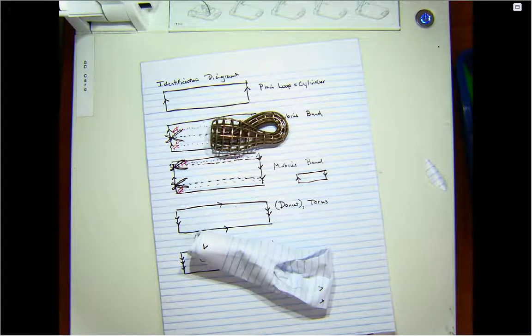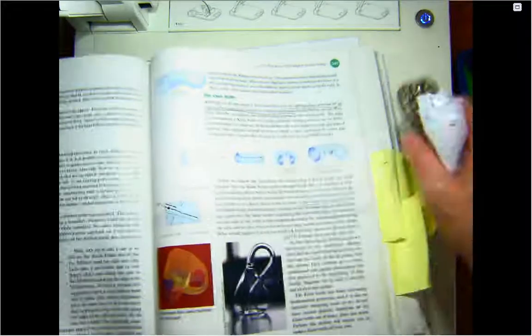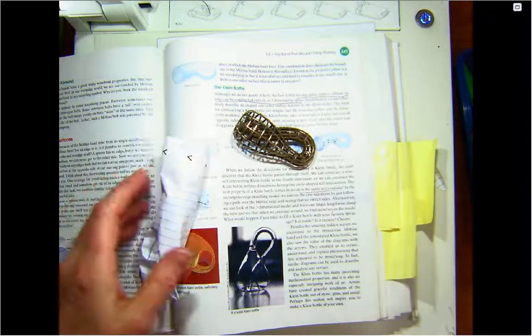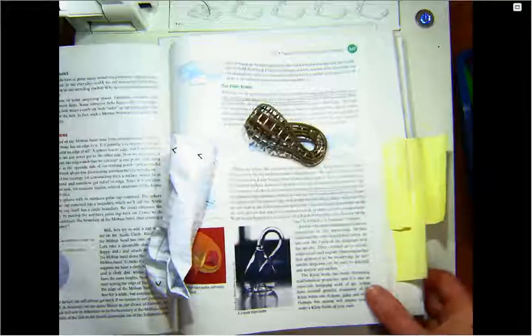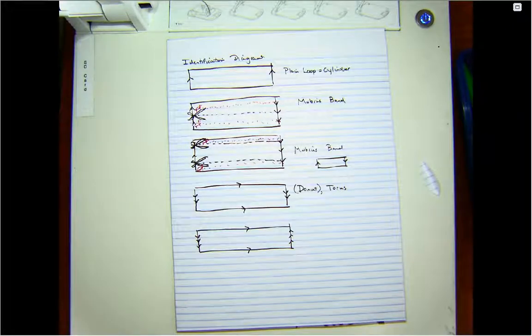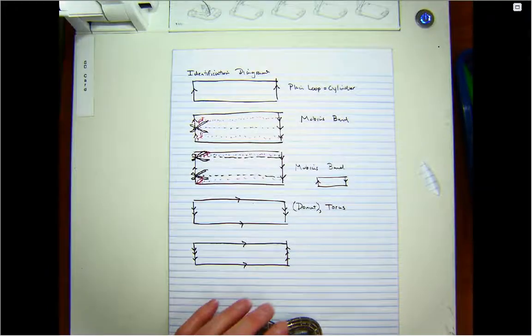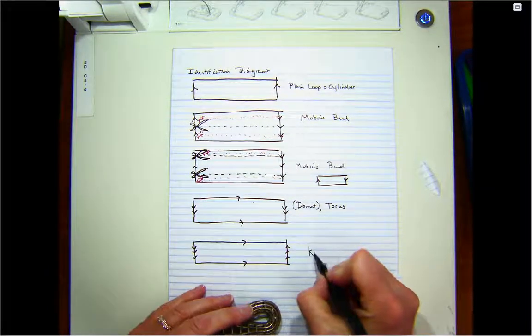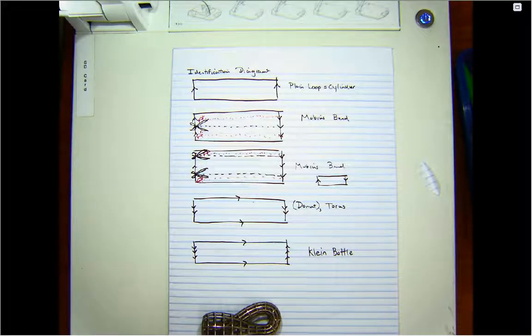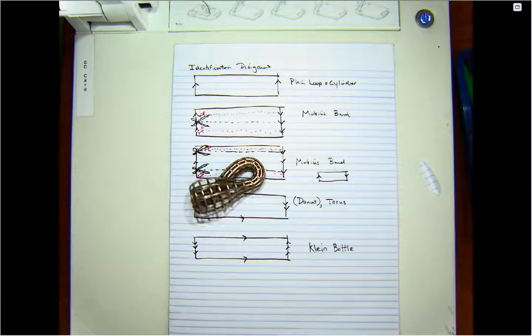You might have seen a Klein bottle made out of glass. Here's a picture of a Klein bottle made out of glass in your textbook. So there's 4 identification diagrams here for you to know them. The Klein bottle, the torus. Let's write Klein bottle by this one. The Klein bottle, the torus or donut, the Mobius band, and the plain loop. Okay, so you'll need to know those, and also how many edges and sides a Mobius band has.